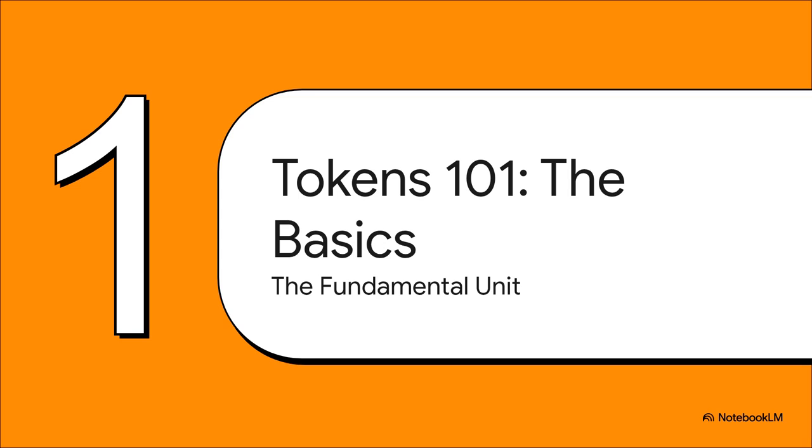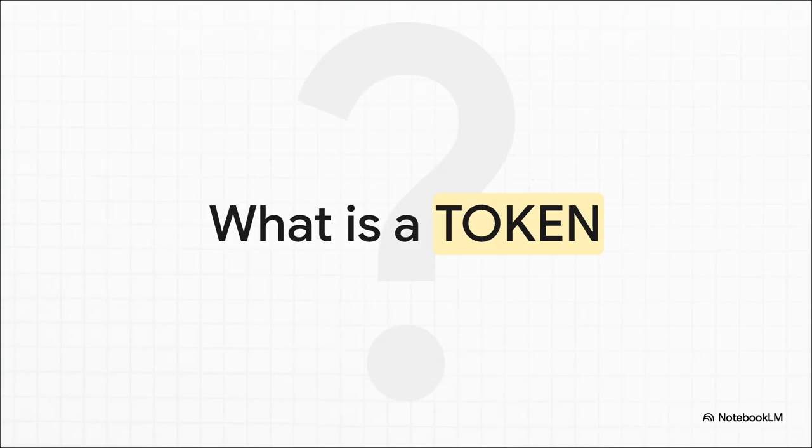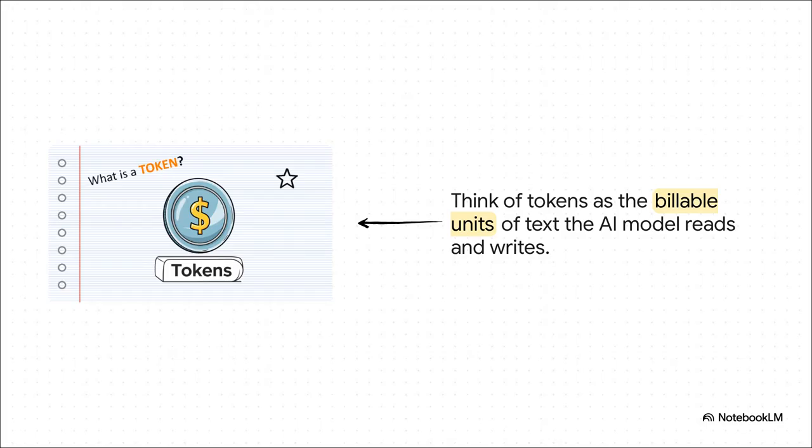Section 1. Tokens 101. We're going to get a solid grip on the one thing that drives pretty much every single cent you spend on AI. It really all boils down to this one simple question. So what on earth is a token? The easiest way to think about it is this. A token is just a piece of text. You can think of them like little Lego bricks of language.